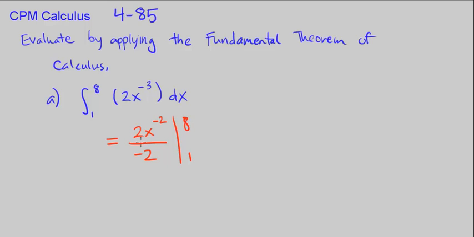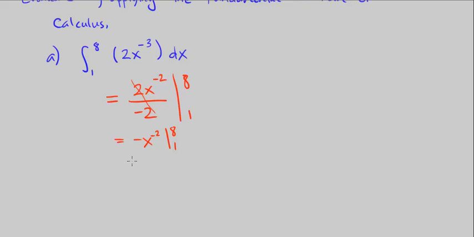And then we know this is just negative x to the power of -2 with the boundaries 1 to 8. What do we do next is, remember, we plug in this boundary. So we have 8 to the power of -2 minus, we plug in this boundary, negative, or just 1 to the power of -2.